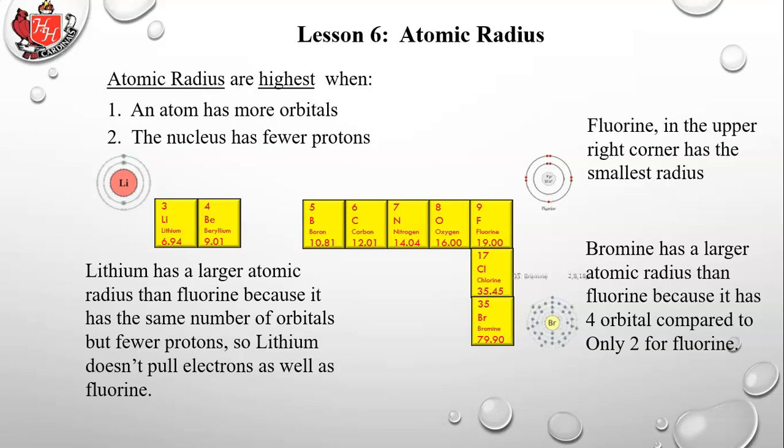Why would fluorine with more particles in it be smaller than lithium? And it's because fluorine really pulls all of its electrons in very tightly because it has so many more protons than lithium.